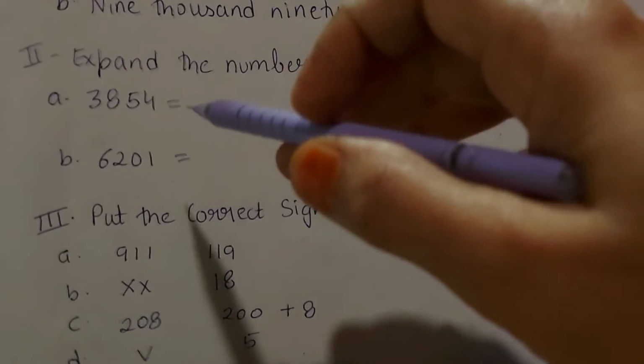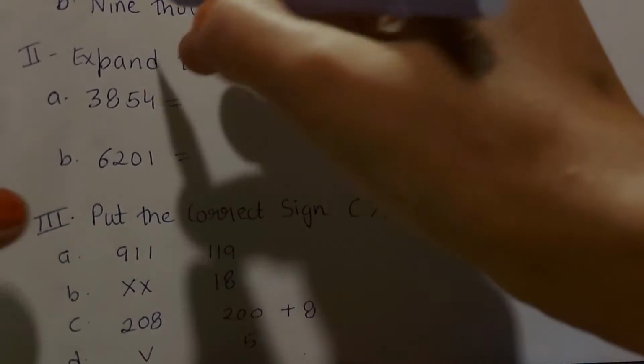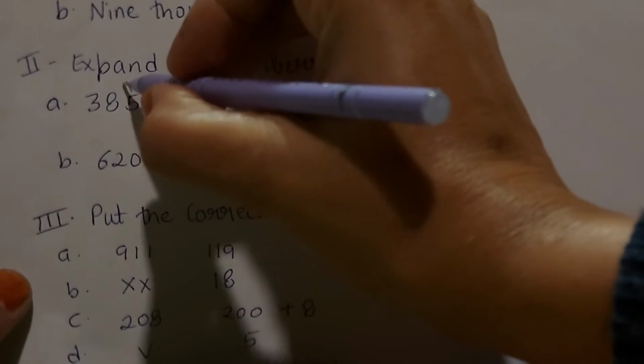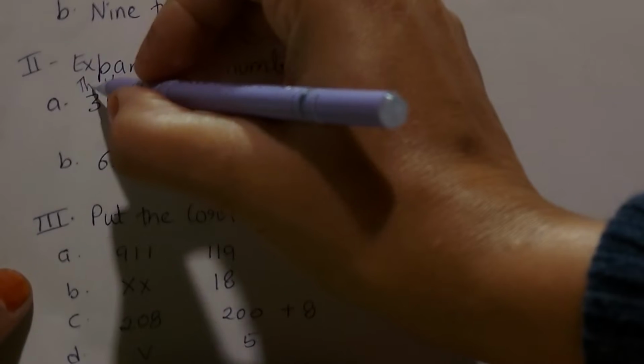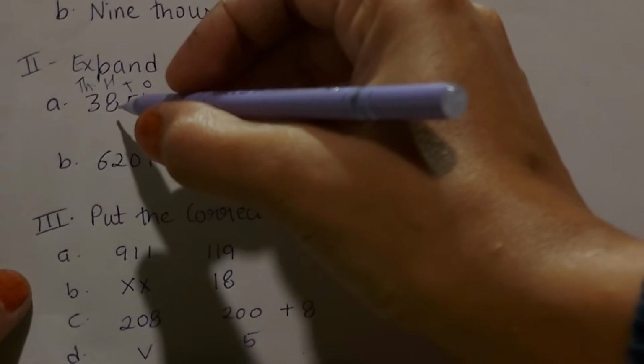The next question is to expand the number. So we have to expand this. Okay, so how do we do this? First do the division, like ones, tens, 100, and this is 1000. So write down 3, and then after 3 how many numbers are given?